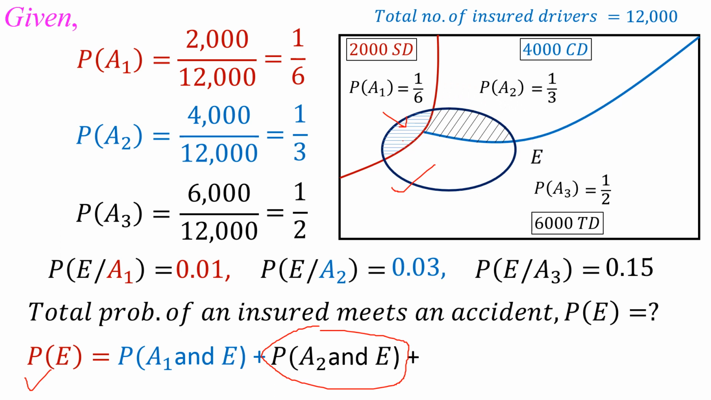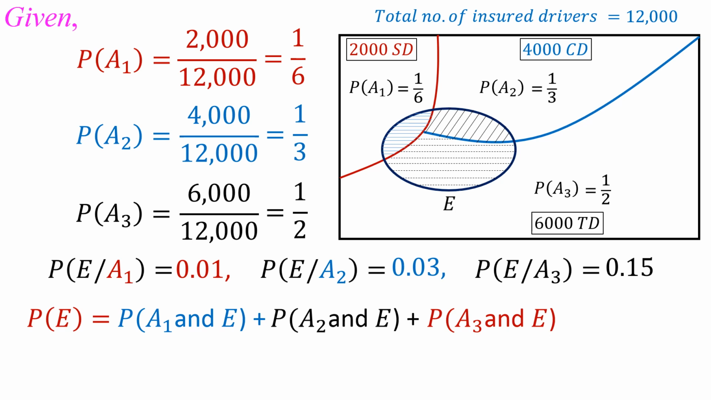So this represents the simultaneous happening of accident by the car driver. And similarly, this is the chance of the simultaneous happening of accident by the truck drivers. And we are going to write the value here. So now we know that this is a dependent event.